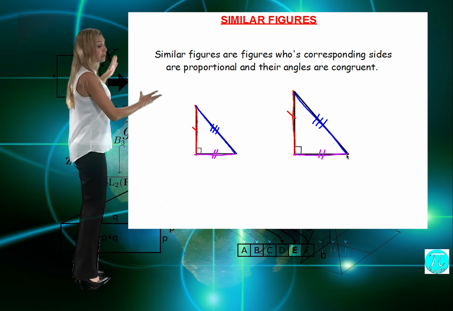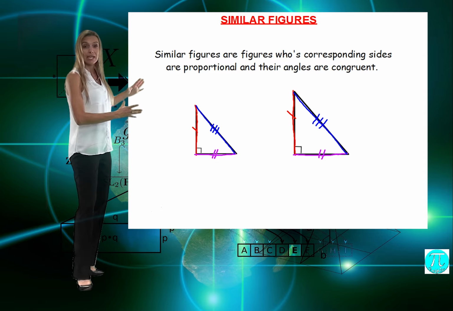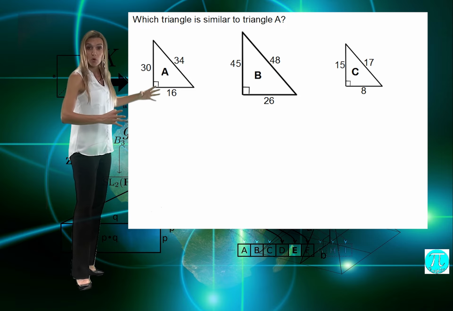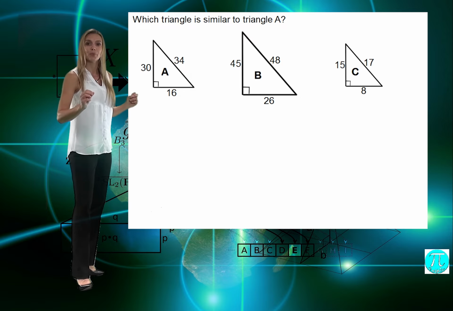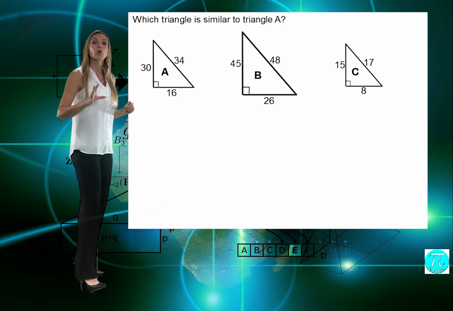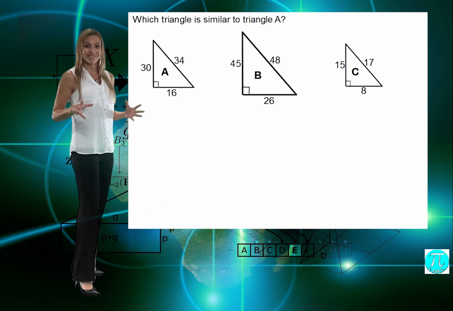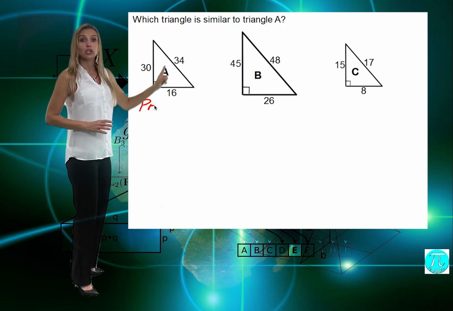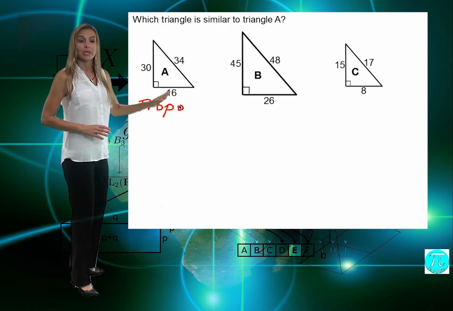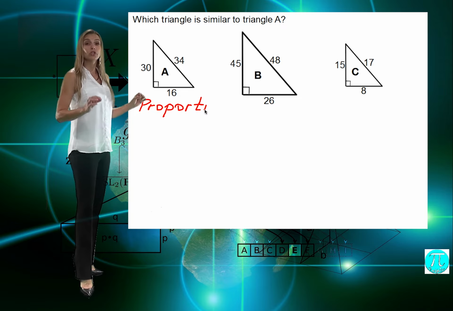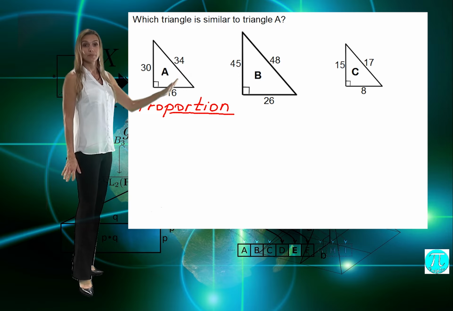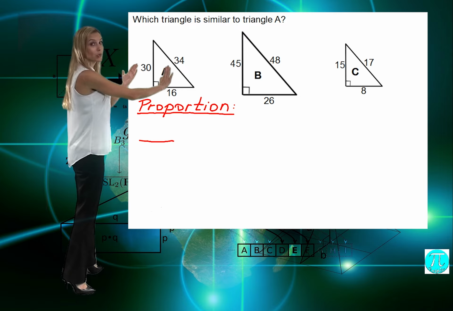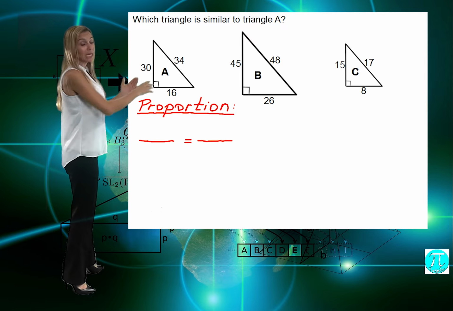That means if a triangle got multiplied by a scale factor of 2, the other one, every side would have gotten multiplied by a scale factor of 2. Let's look at what we really mean by all of this. Which triangle is similar to triangle A? To find out, we will use a proportion. I'm going to compare triangle A to triangle B and see if these two are actually similar.